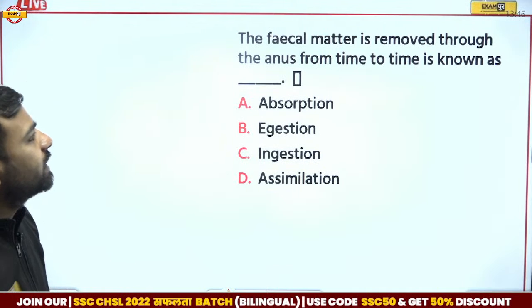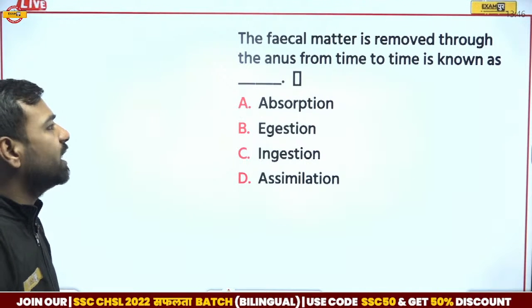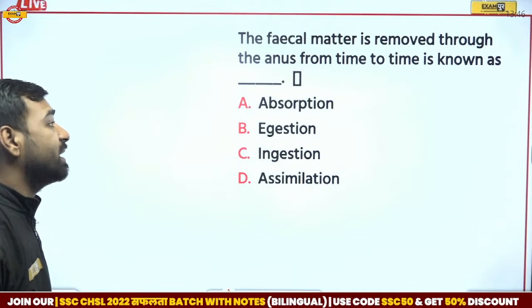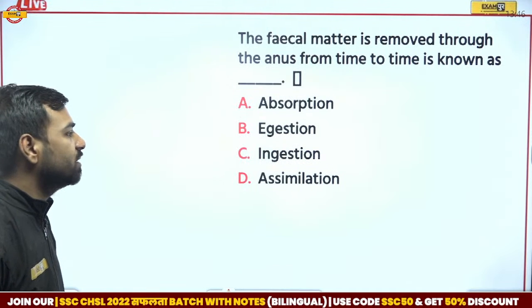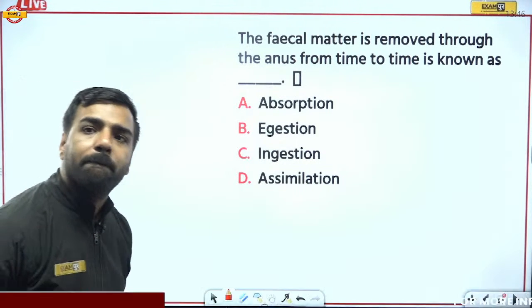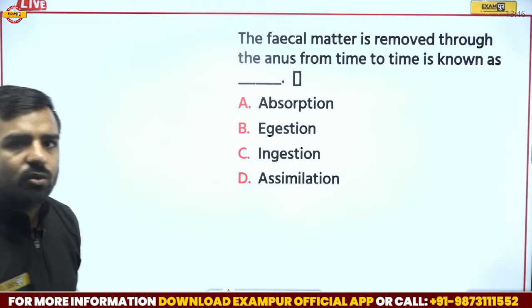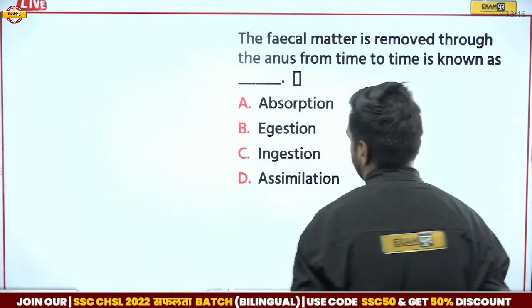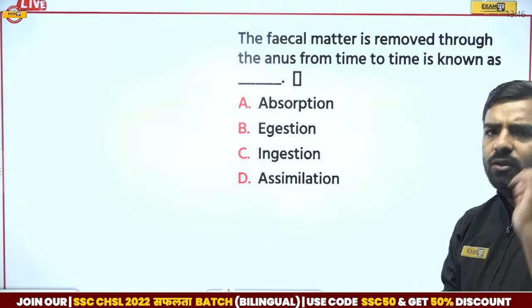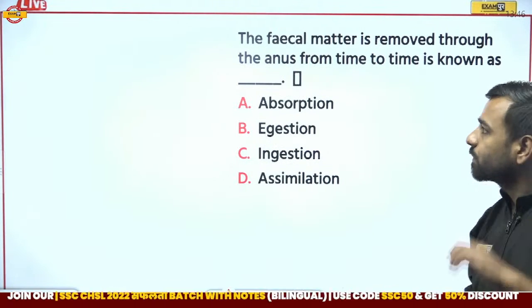The fecal matter is removed through the anus from time to time. This is known as what? Is it absorption, ingestion, egestion or assimilation? So Ram is going with A. Kanak is also going with A, that is absorption. Kanak, you are also going with A? No, that was for the previous one, right?